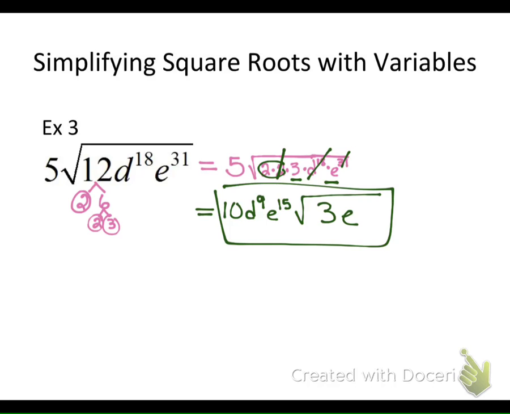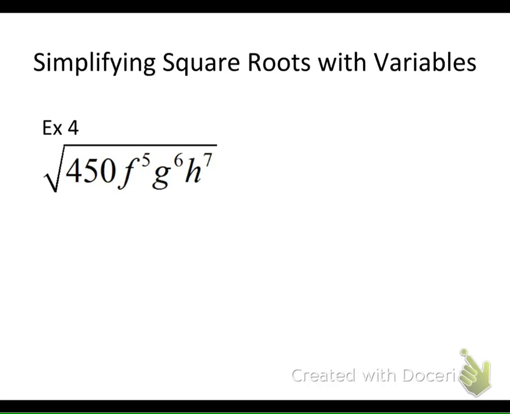Now, example number 4 is going to be very similar to example number 3. Okay? So let's take a look at example number 4. We have the square root of 450, f to the 5th, g to the 6th, h to the 7th. The only thing I threw at you guys a little bit different this time is that I gave you some more variables with exponents.